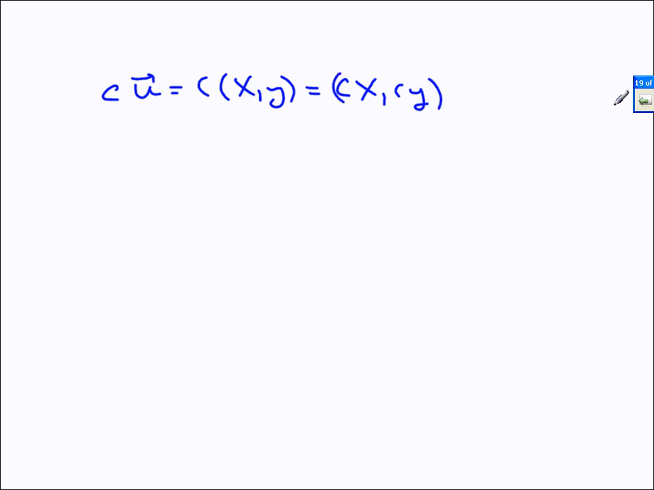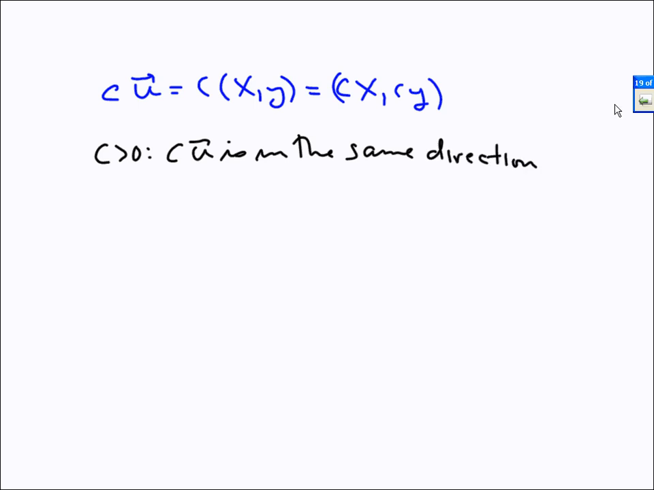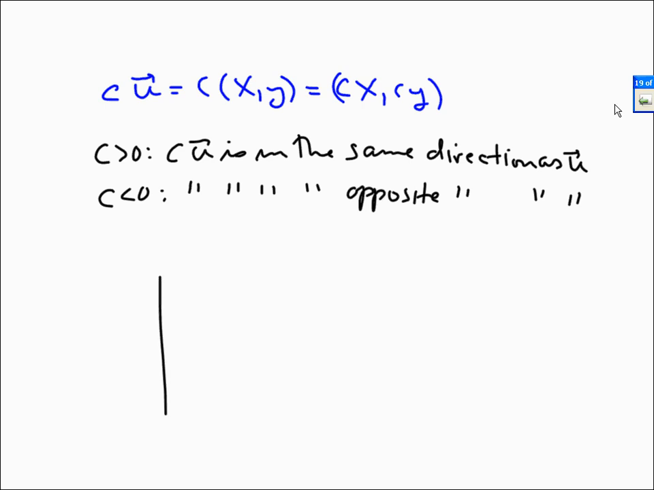Now, let's talk about the directions. If c is bigger than 0, then cu is in the same direction as u. If c is less than 0, then it changes. cu is in the opposite direction as u.